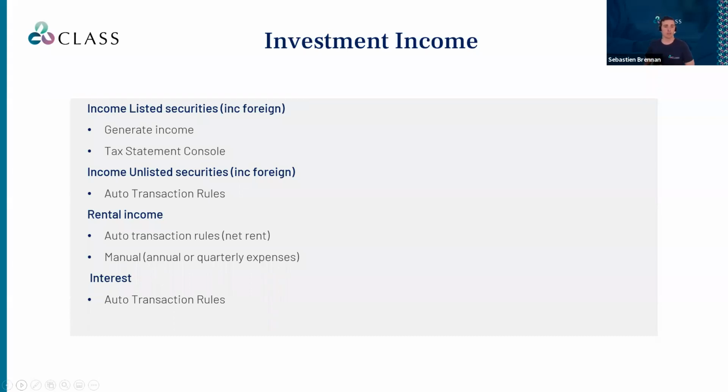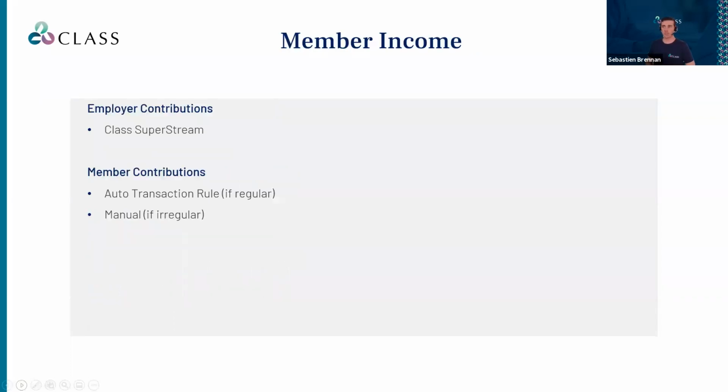Interest, you'll find a lot of interest transaction rules Class has already created for you. They're community created rules that we push out. And if we don't have that, then you just set up a transaction rule and set it to bulk. That's the income side.